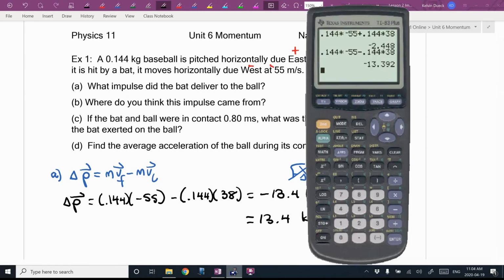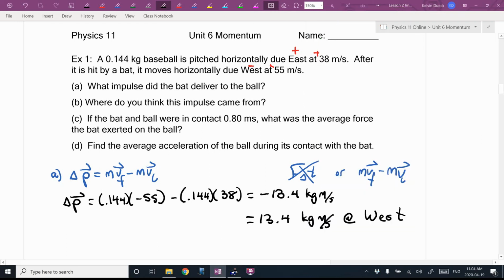But again, if I had let west be positive, I would have gone 0.144 times positive 55 minus 0.144 times negative 38, because east would be negative, and you'll notice I get the same magnitude. Oh, and I let west be positive, so I would translate this as west. So you can decide which way is going to be positive, which way is going to be negative. And what we've just found is the change in momentum on this baseball. What we've just found is the impulse of this baseball.